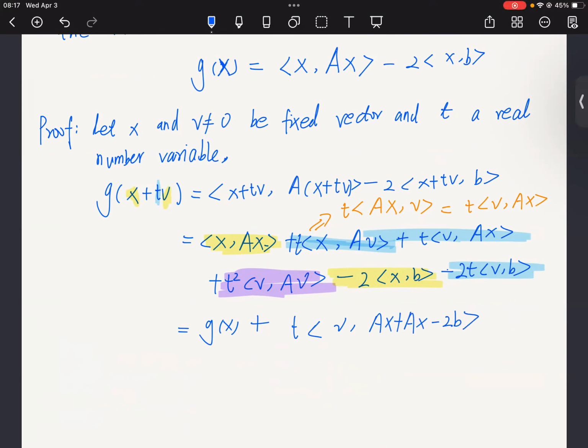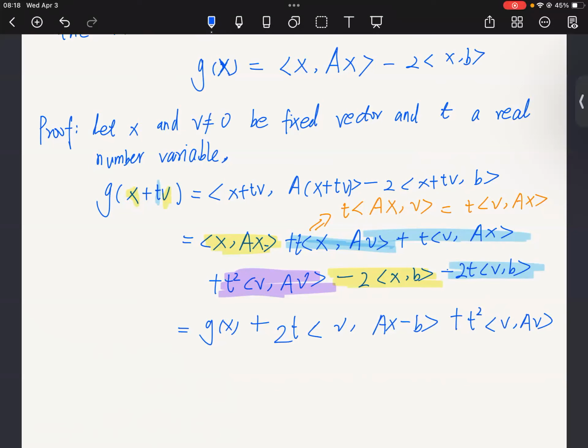So what do you get at the end? There are 2ax here, subtract 2b, and so at the end you actually get 2t times ax subtract b. And this is the first order t term. And then let's see what the second order term is. The second order term is the purple one, t squared, and then we agree.